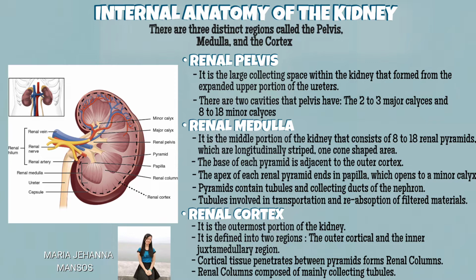So the base of each pyramid is adjacent to the outer cortex. The apex of each renal pyramid ends in a papilla, which opens to a minor calyx. Pyramids contain tubules and collecting ducts of the nephron. Tubules are involved in transportation and reabsorption of filtered materials. So the renal medulla is located inside our kidney, and also the renal cortex, that is the outer layer of our kidney.